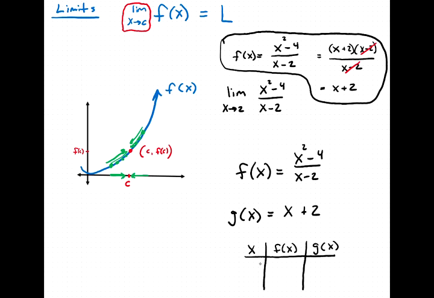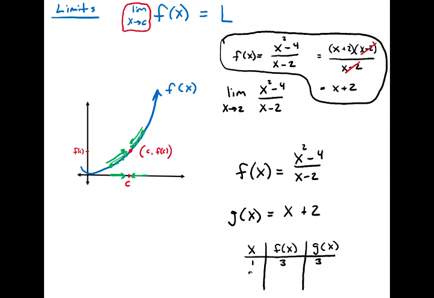Well, if x is equal to 1, what do we get? f of 1, if we plug in 1 here, it's 1 squared minus 4 on top, and on the bottom, we have 1 minus 2. So f of 1 would be negative 3 on top and negative 1 on the bottom, which gives us positive 3. And if we plug in 1 to g of x, 1 plus 2 is also equal to 3.